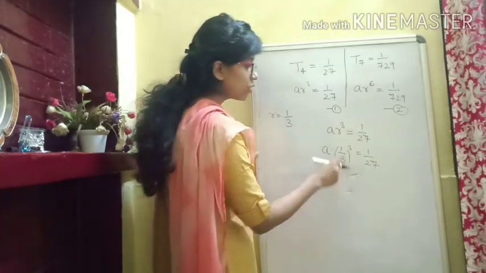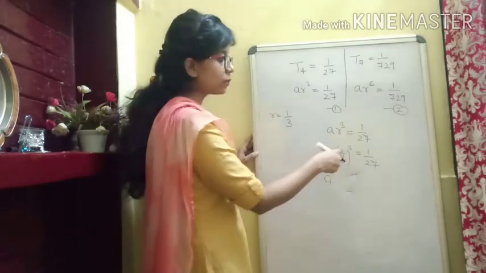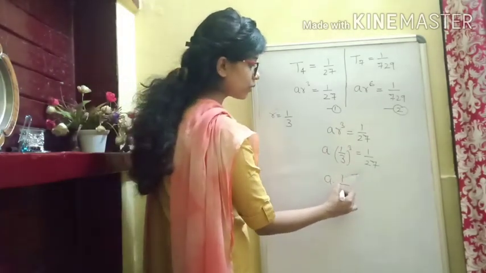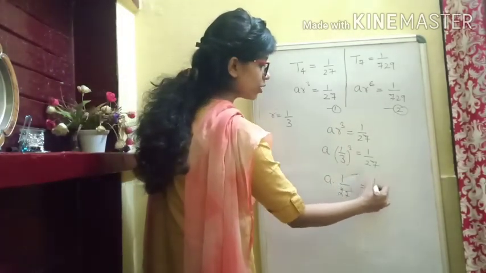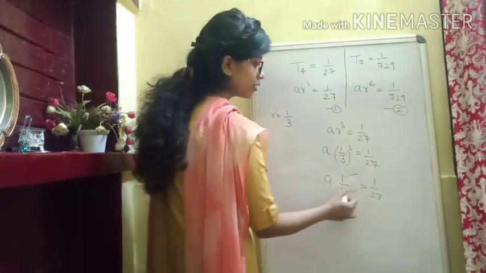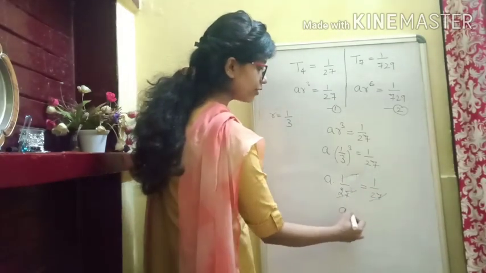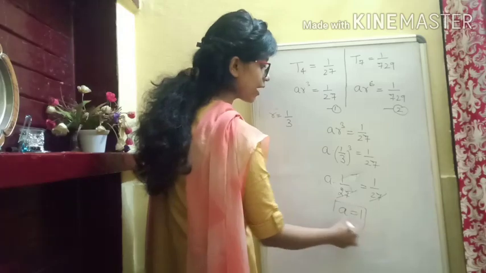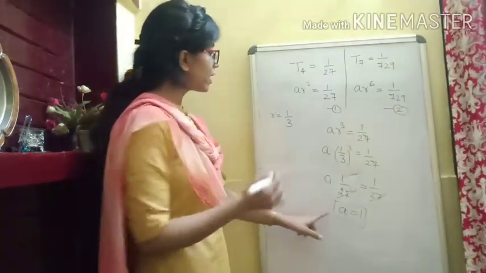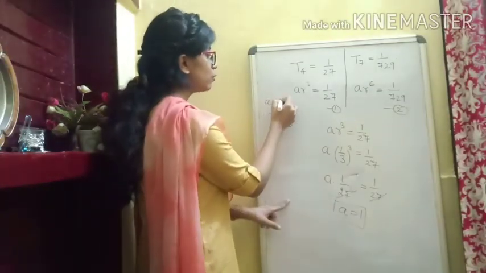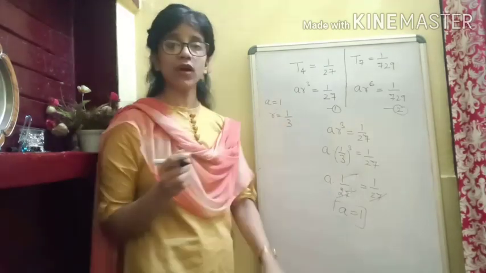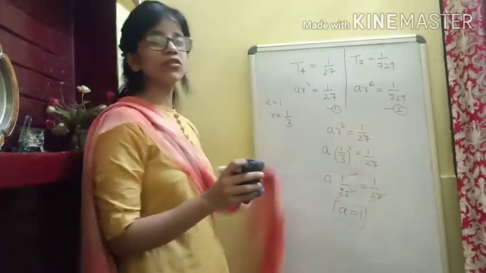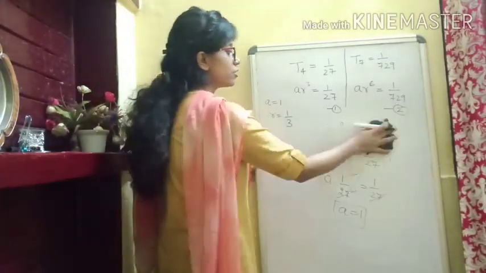A as it is, 1 upon 3 to the power 3. So it will give you 1 upon 27 equals 1 upon 27. This and this will get cancelled, and eventually we will get the value of a as 1. Okay. So we have calculated the value of a, 1. The value of r is 1 upon 3. Now we can calculate the sum of first 6 terms.